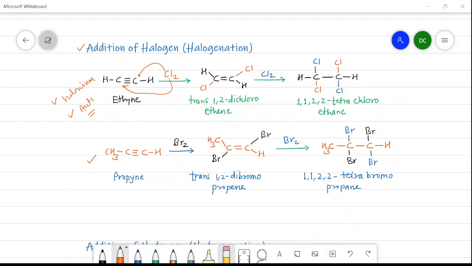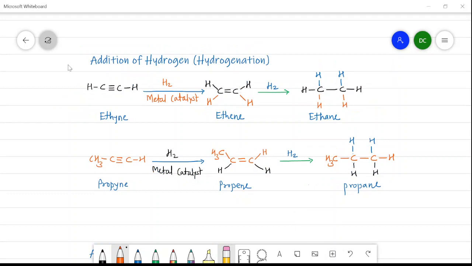Now we will see the second addition reaction, that is addition of hydrogen. Like the addition of halogen, hydrogen also shows a hydrogenation reaction when it is heated in presence of metal catalyst along with the alkyne. This is the first reaction. Ethyne, when treated with hydrogen in presence of a metal catalyst, gives ethene. There is the addition of two hydrogens across this triple bond. Then in the second step, this ethene also undergoes hydrogenation and it gives ethane. So alkyne is converted into the corresponding alkane by the addition of 4 hydrogens, that is 2 molecules of hydrogen.